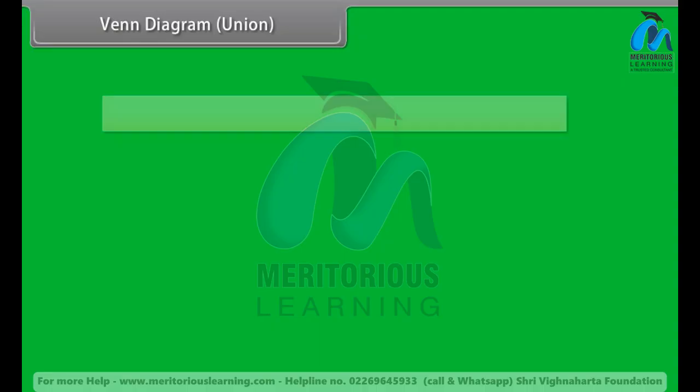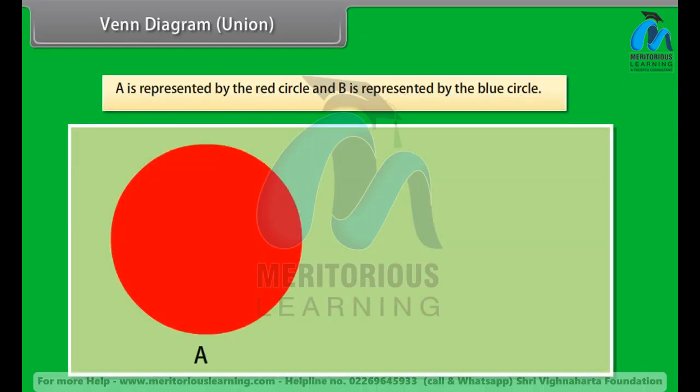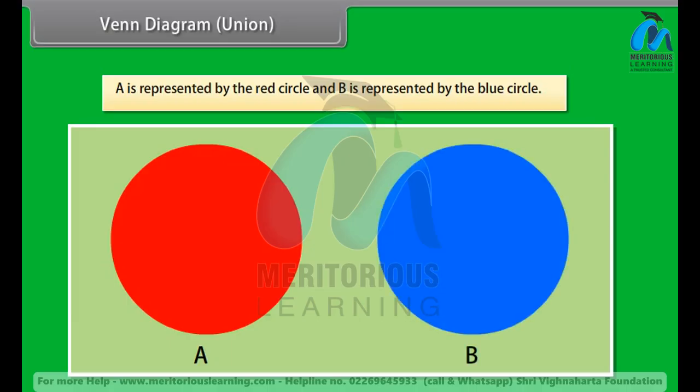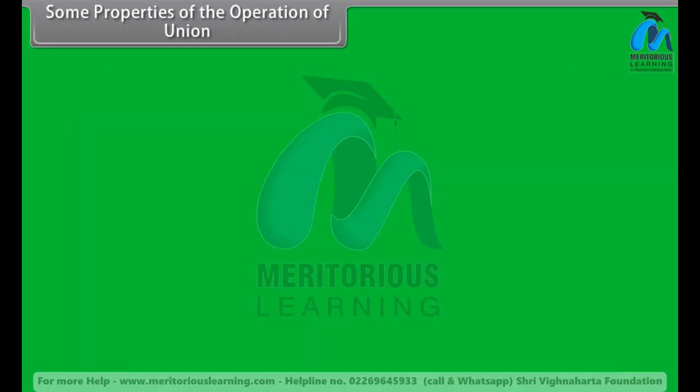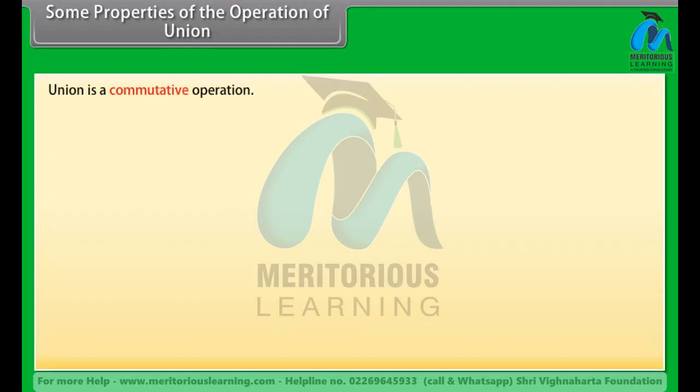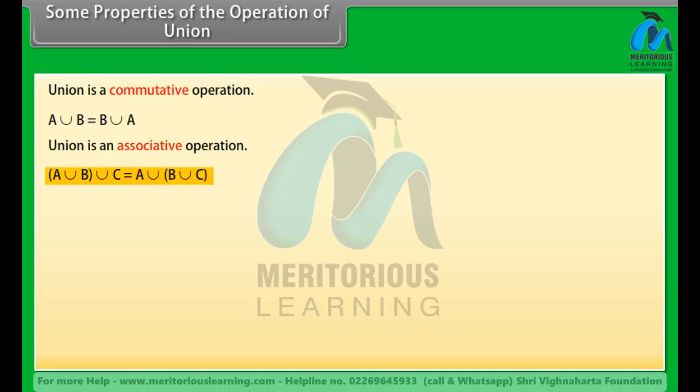Union. A is represented by the red circle and B is represented by the blue circle. The union consists of all points which are colored red or blue or yellow. Some properties of the operation of union. Union is a commutative operation. A union B is equal to B union A. Union is an associative operation. A union (B union C) is equal to (A union B) union C.